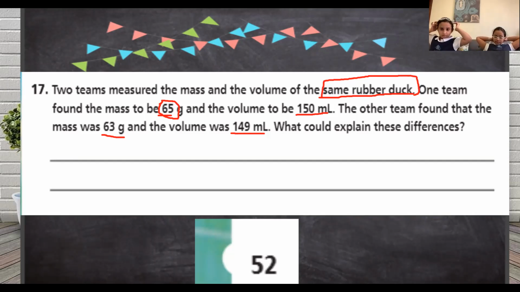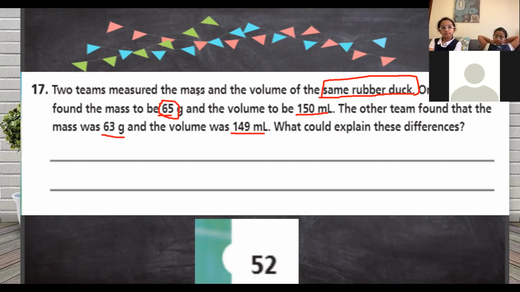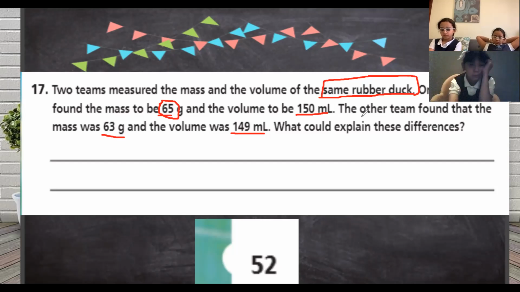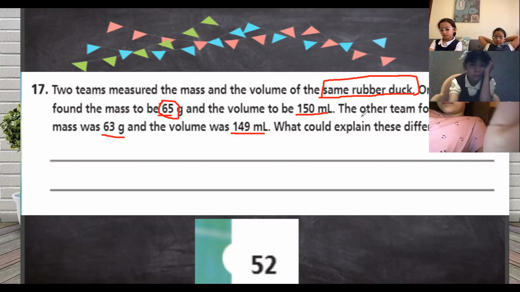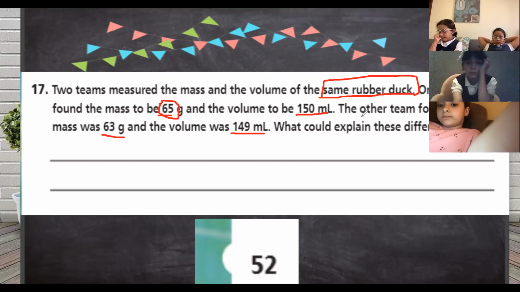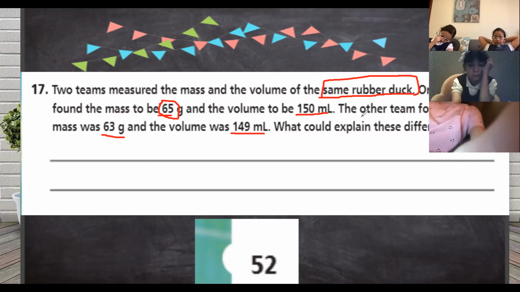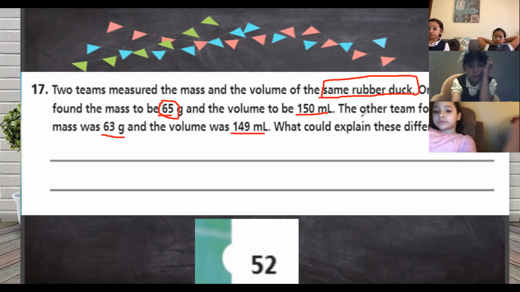Yes. Okay. We have two teams. The first team and the second team measured the same toy. It's a small duck. But they didn't get the same measurement. What could happen? Why do they have different measurements? Fatima said maybe they broke it. So the first team got it right, and the second one broke it, so they couldn't measure it right. So what do you think?